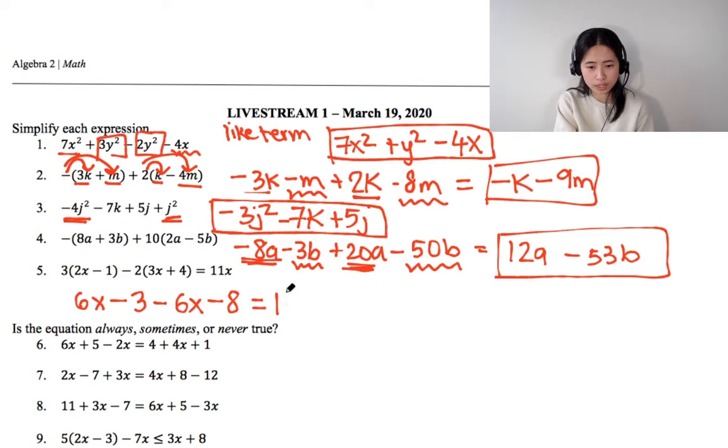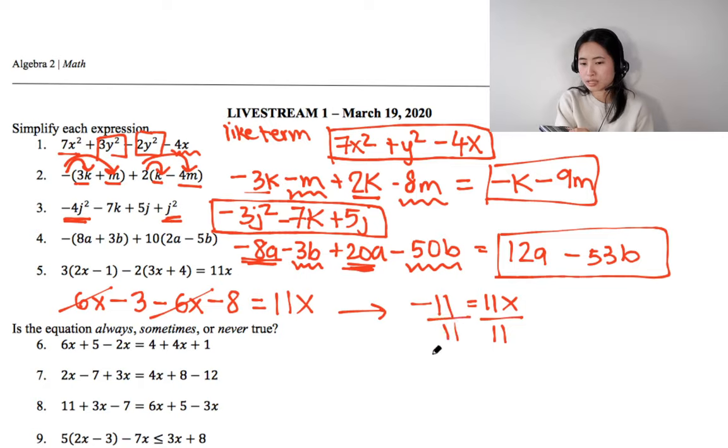And that's going to be equal to 11x, right? Does that make sense? As you can see, looking at the left-hand side of your equation versus the right-hand side, you have 6x minus 6x, so you can cancel this out because it's equal to 0. And then you can add negative 3 and negative 8 together, so you would get negative 11, which is equal to 11x. And that's going to be divided by 11, because you want to isolate x. So you're going to see that x is equal to negative 1. Does that make sense?